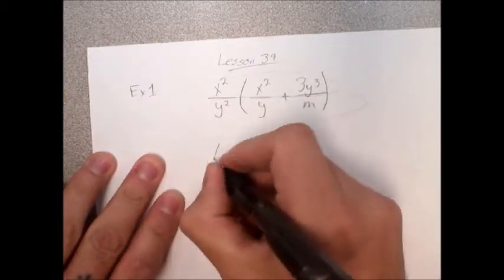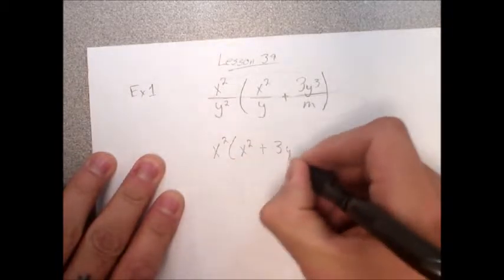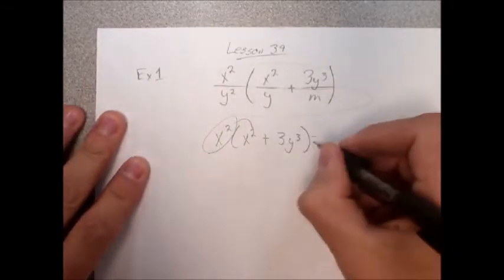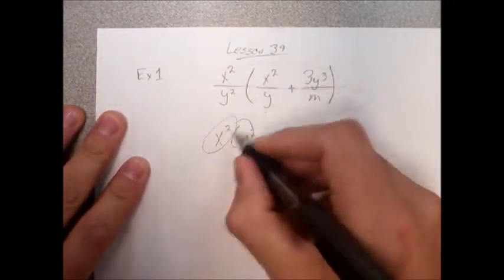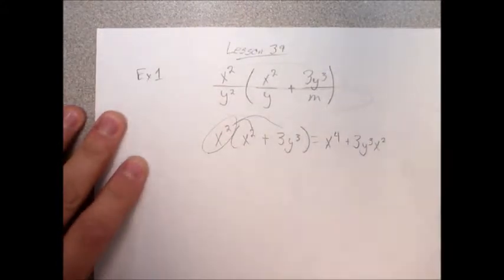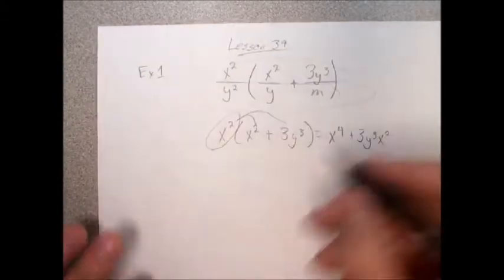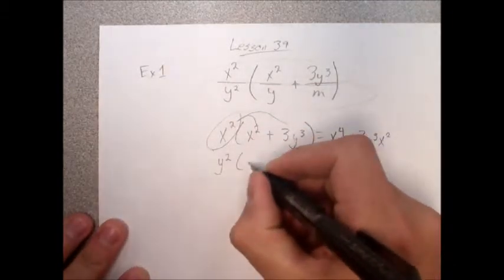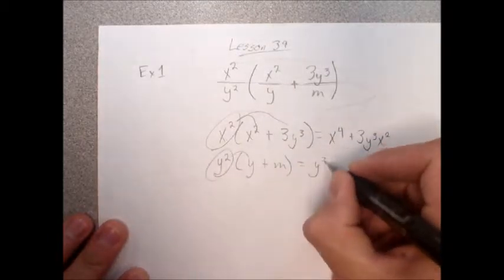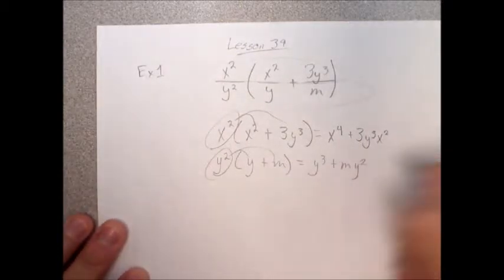Okay, so if I was looking at this, it would be like x squared, and in parentheses I'd have x squared plus 3y to the third. And I would just distribute the x squared. So the x squared times x squared makes x to the fourth, and then x squared times 3y to the third is just an additional x squared, and I'll put that in order in the next one. And then on the bottom I do the same concept. I have the y squared being distributed to y plus m. When I distribute this out, I get y to the third, and that's plus my squared.